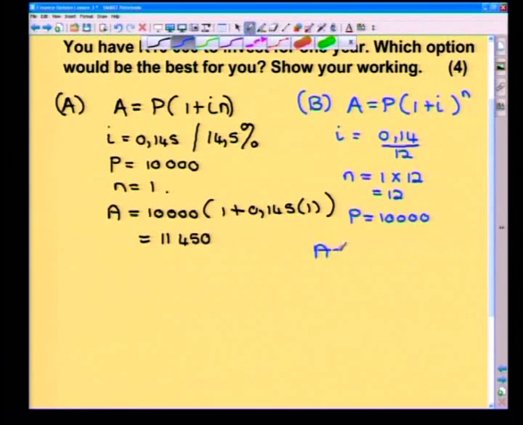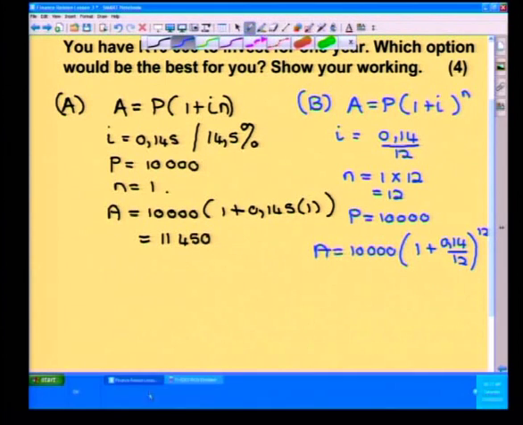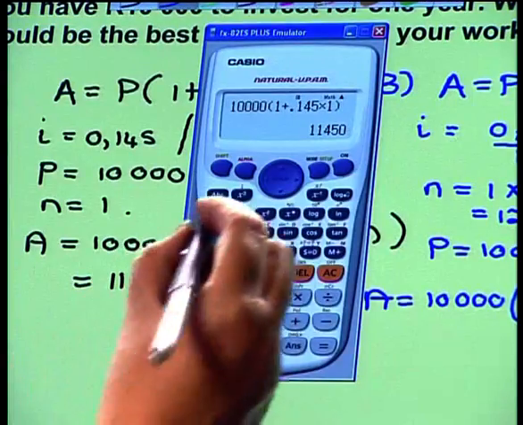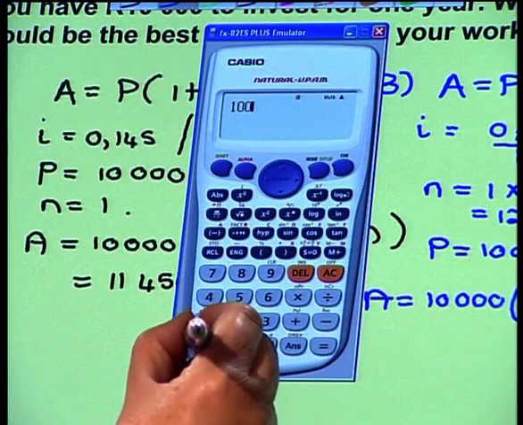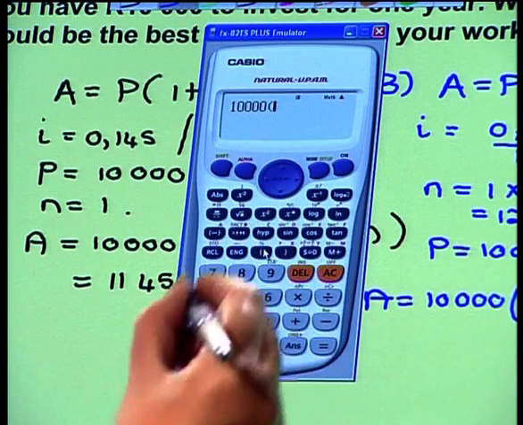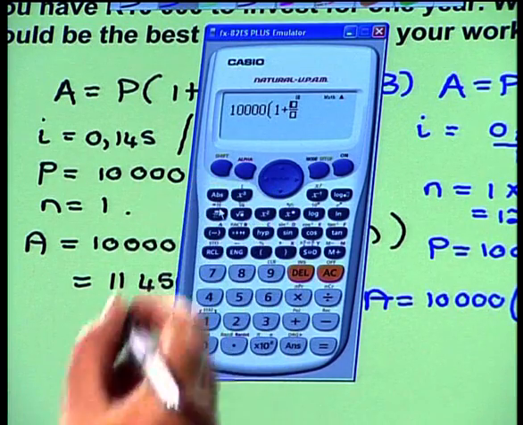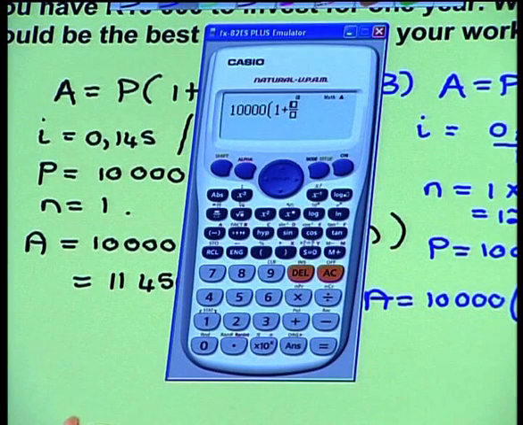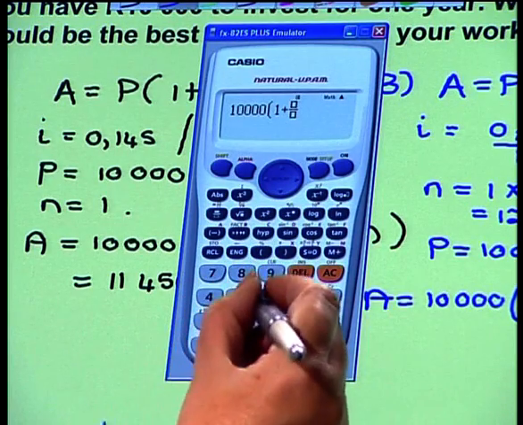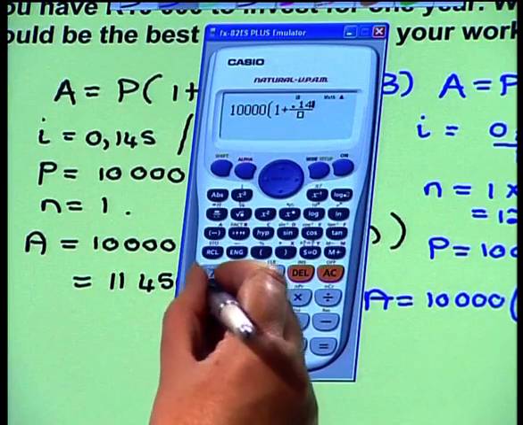So going to our formula then, we've got 1 plus 0,14 over 12, all raised to the power 12. All right, let's see how our calculator does on this one. Right, so let's clear it. We've got 10,000, open a bracket, 1 plus. If we're lucky enough to have a calculator like this, we could even use this there. If not, we would just go 0,14, divide by 12, close the brackets, and that would be it.